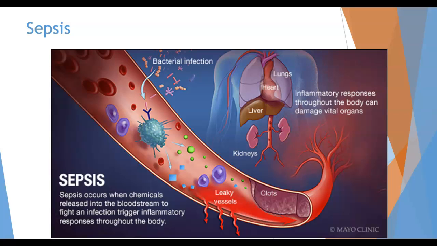So here's sepsis. Sepsis occurs when chemicals are released into the bloodstream to fight an infection and trigger an inflammatory response throughout the body. The most important part about all that is that it's throughout the entire body. We are looking at an inflammatory response from stem to stern. Every part of the body is being affected. And we're going to talk about not just sepsis, but the next stage, because we're going to talk about the differences between SIRS, sepsis, and septic shock.